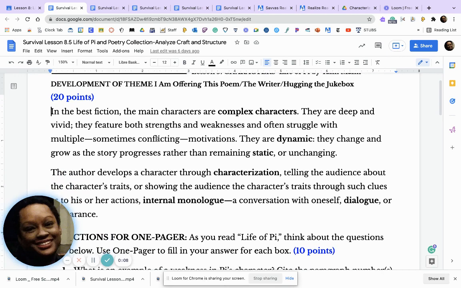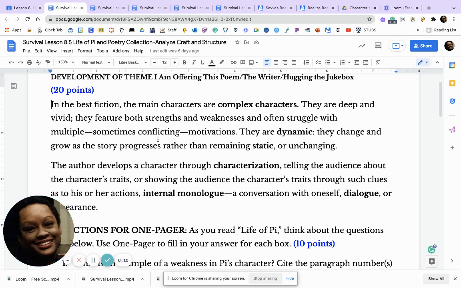Okay, so in the best fiction, the main characters are complex characters. They are deep and vivid. They feature both strengths and weaknesses and often struggle with multiple, sometimes conflicting motivations. They are dynamic. They change and grow as the story progresses rather than remain static or unchanging.